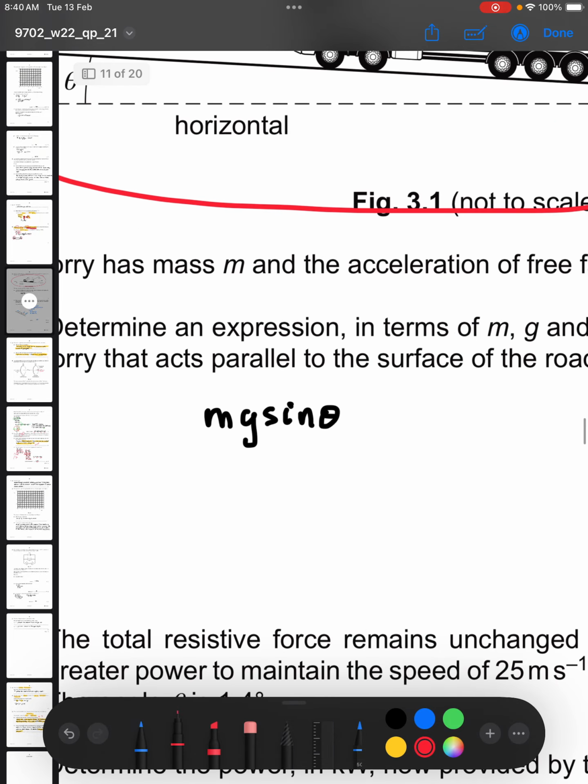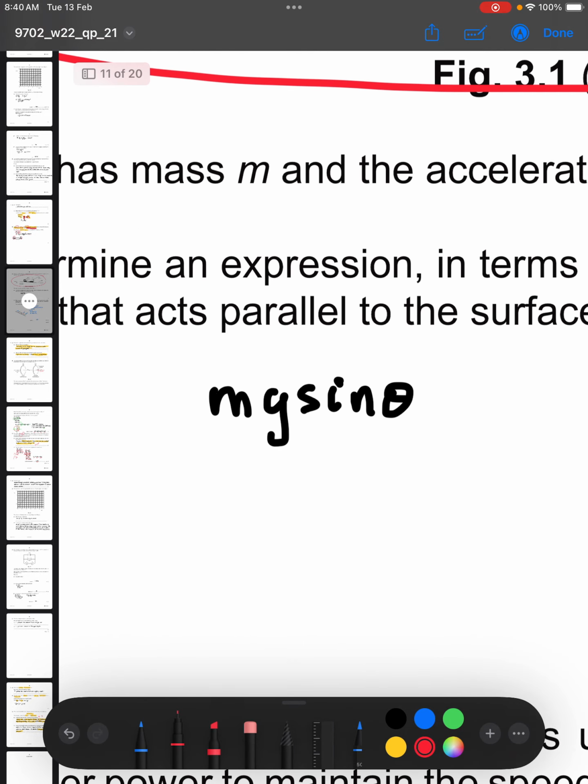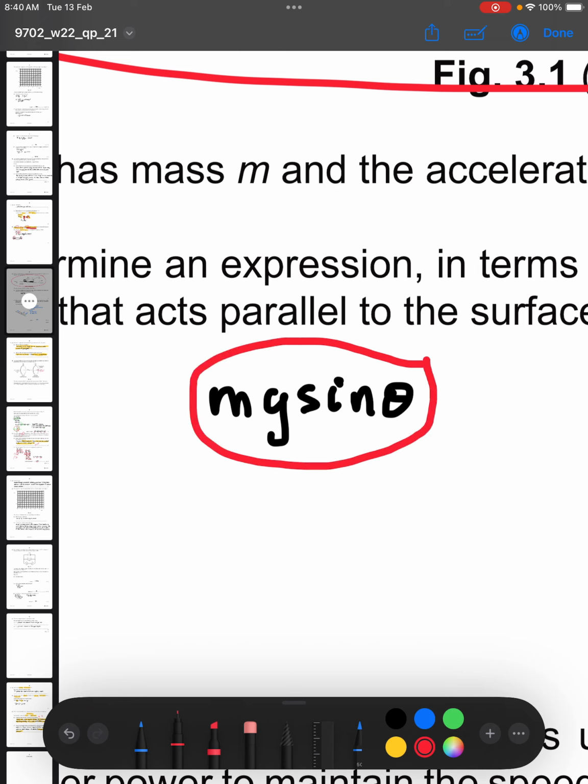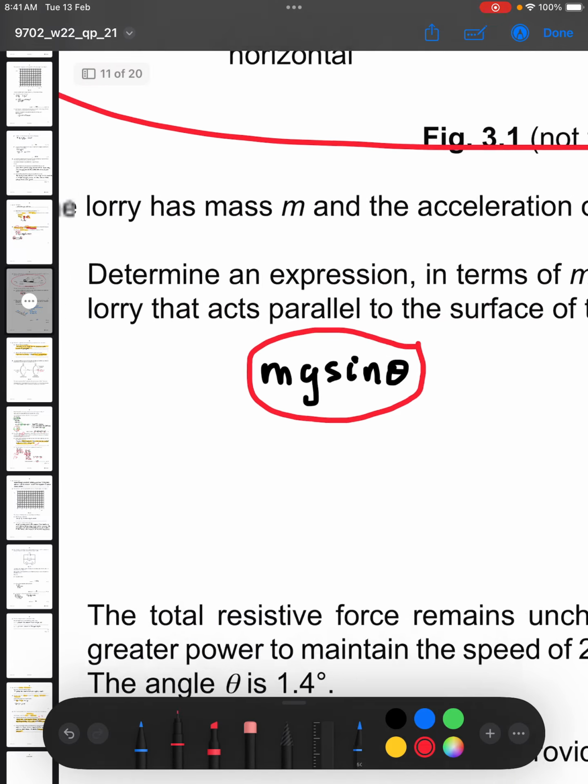This one, we don't even need to justify it or try to make logic out of it. It's very simple. You must always know that the component of the weight of any object going up the plane, parallel to the plane, is equal to mg sine theta. It is a matter of fact, you must know that one.